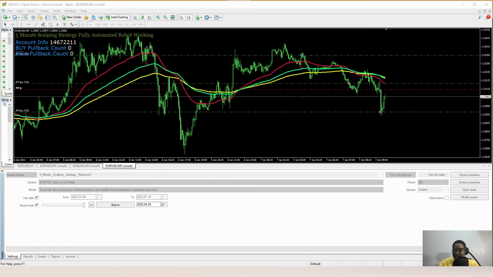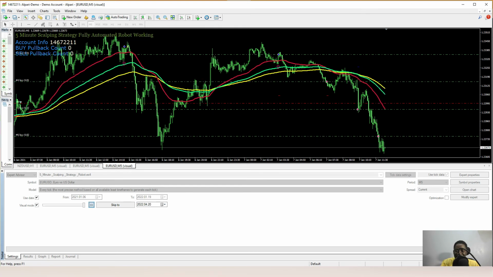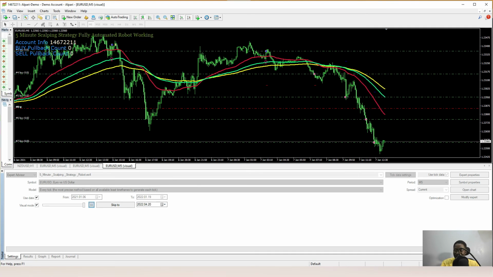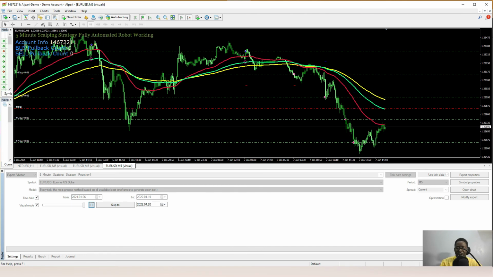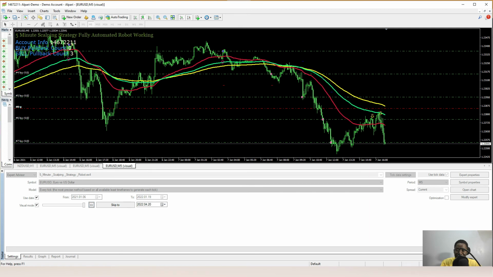Now let me close this and let's see what's going to happen. So it's going to continue entering the market every minus 20 pips the market moves against you. That's the reason I don't like using a very big exponential lot size, because you can see, look at this lot size.